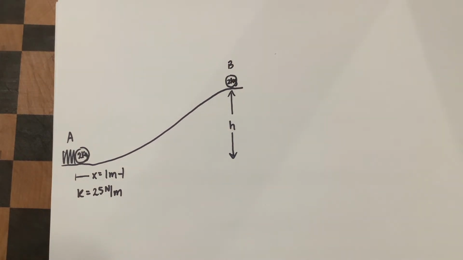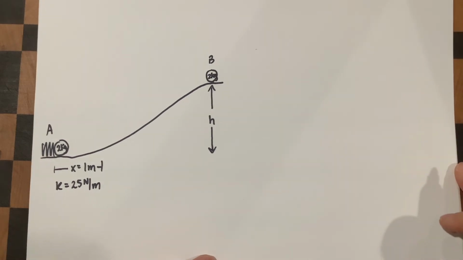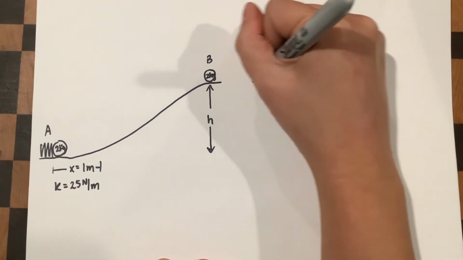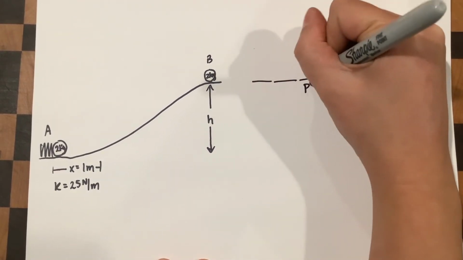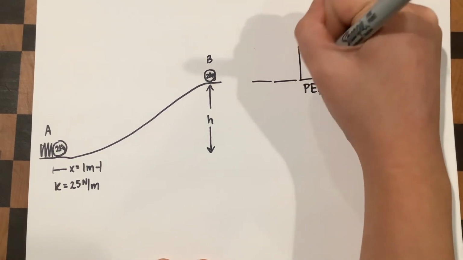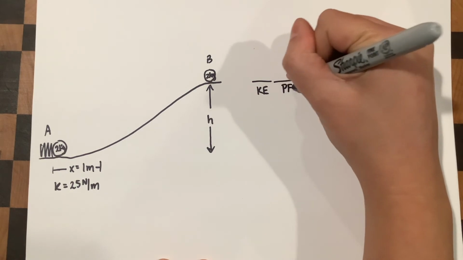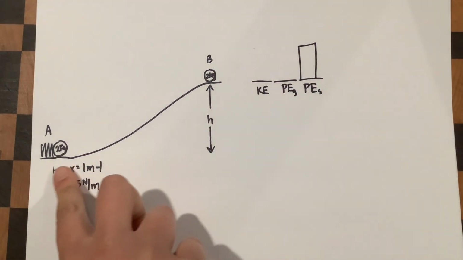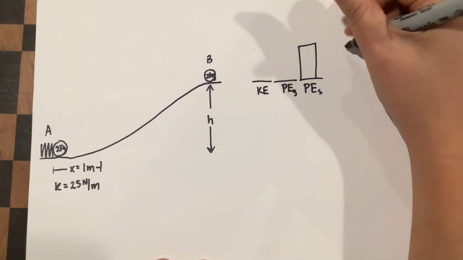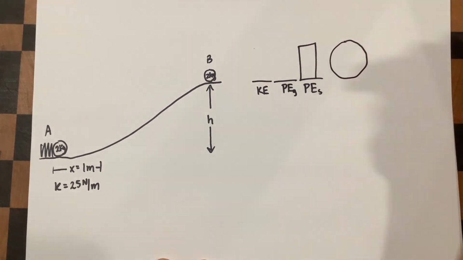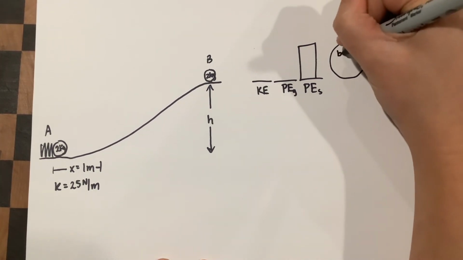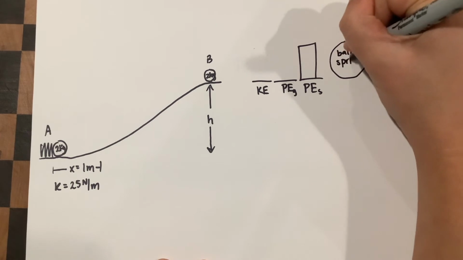The steps we would use to solve a conservation of energy problem are the same as before. Start off with an energy bar chart. At point A, there's spring potential energy only. There's no kinetic because the ball is not moving. There's no gravitational potential because we're assuming the reference line is the ground. The objects in the system are the ball, the spring, and the earth.